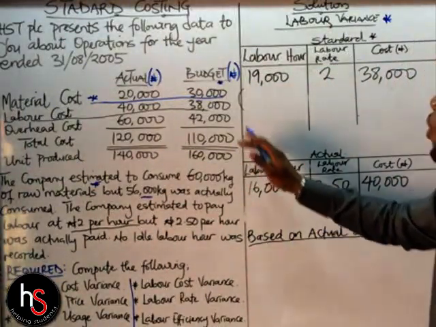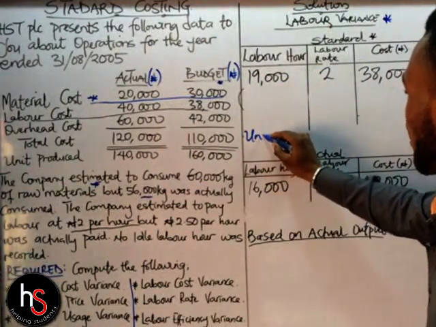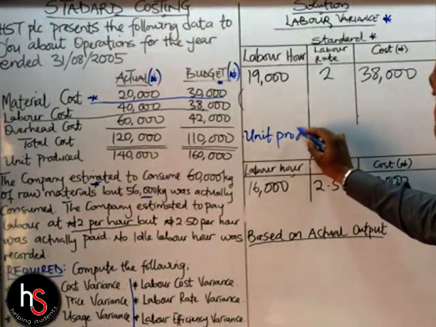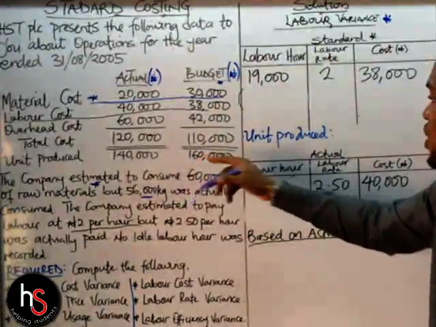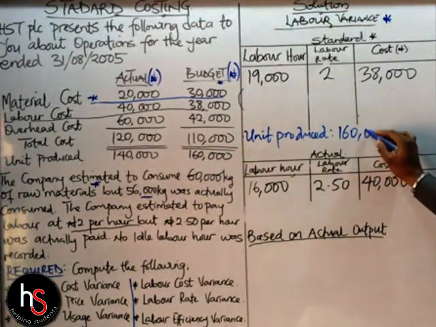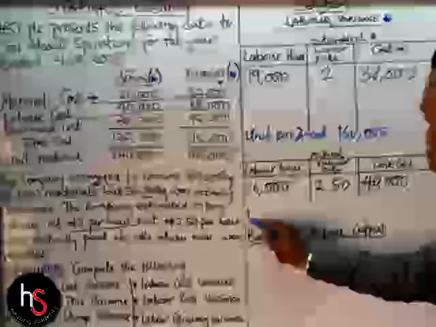Okay? So, what is our unit produced? We have our unit produced under the standard as what? 160,000. Then the units produced here.